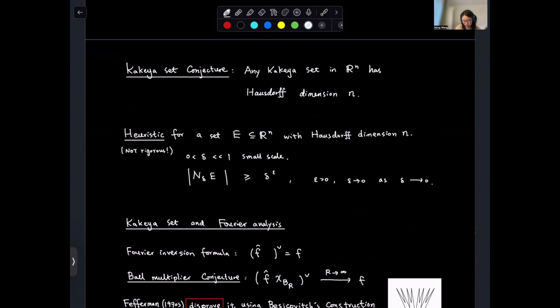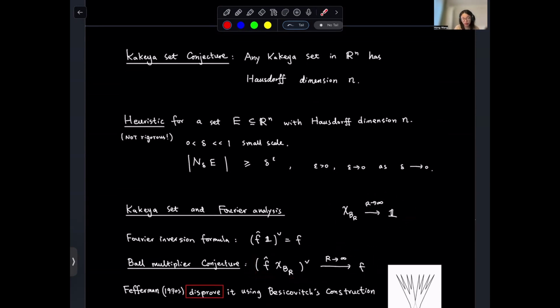At the beginning, you might think that this is a very natural conjecture because this chi_{B_r} is the indicator function of the ball of radius r. Then as r goes to infinity, it converges to the identity function. Since this converges, it's very natural to ask whether the ball multiplier also converges.